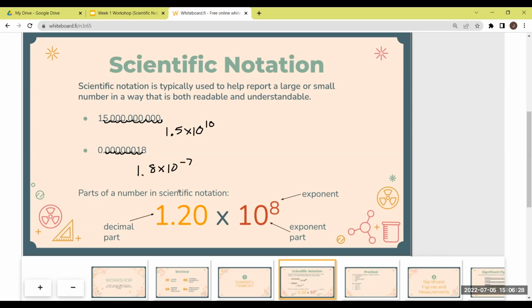So there are multiple parts to a number in scientific notation. There's a decimal part here in orange. It's going to be a number between 1 and 10. You typically don't write it as anything outside that range. It could be a negative number though. On the red part here, we have the exponent part. It's always going to be base 10, and the exponent is always going to be an integer. So you don't want to put a decimal in the exponent. Otherwise, it's not really scientific notation.